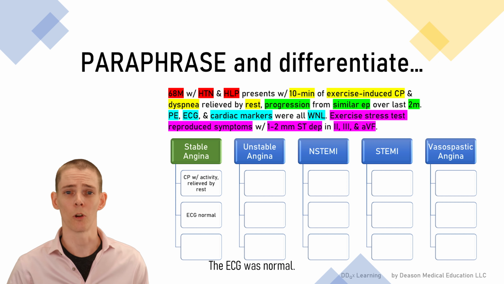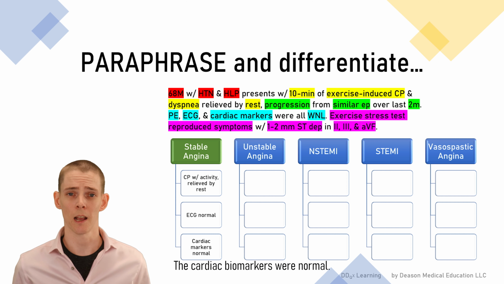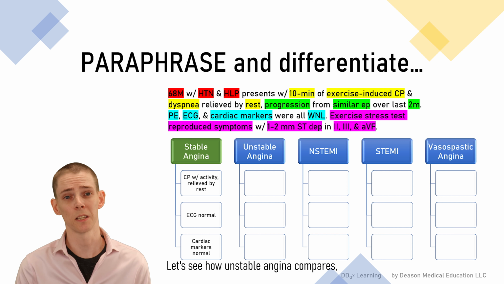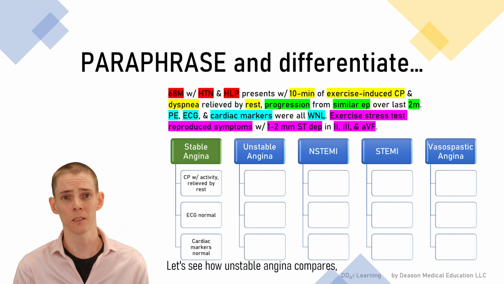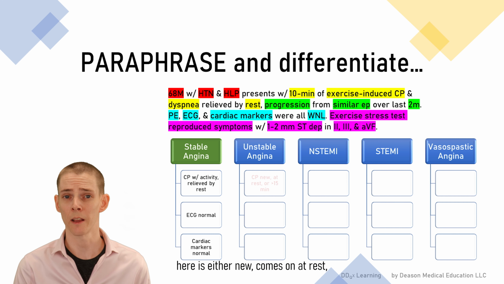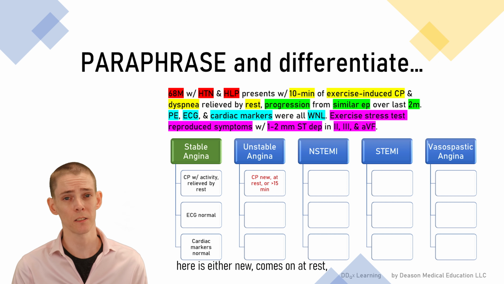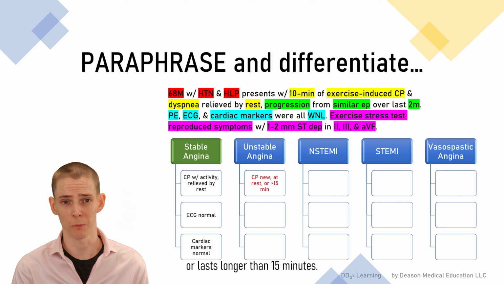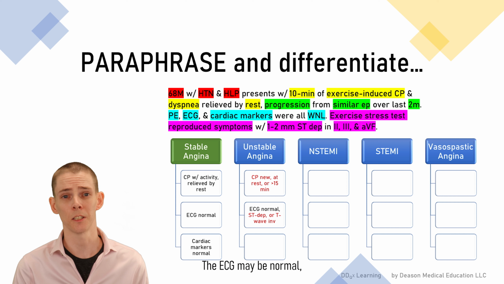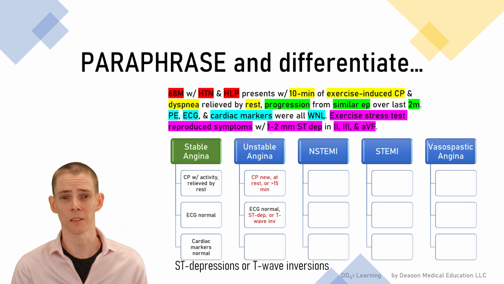The ECG was normal. The cardiac biomarkers were normal. Let's see how unstable angina compares. The chest pain here is either new, comes on at rest, or lasts longer than 15 minutes. The ECG may be normal, but you might also get to see ST depressions or T-wave inversions as clues. Cardiac biomarkers will be normal.